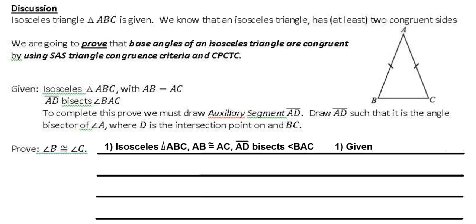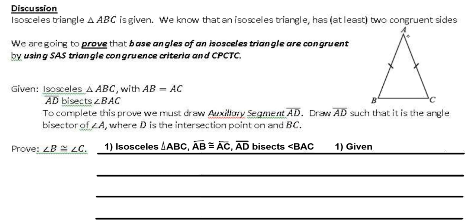We have isosceles triangle ABC, where segment AB is congruent to segment AC, and AD bisects angle BAC. But to complete this proof, we must draw in that auxiliary segment AD. And we are going to draw AD such that it is the angle bisector of angle A, and D is the intersection point on BC.